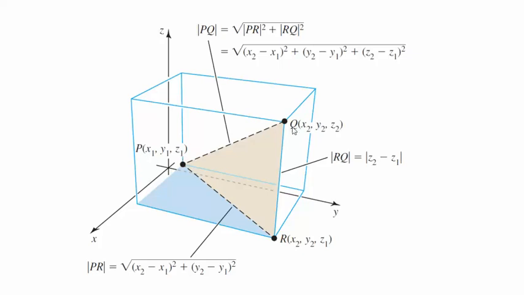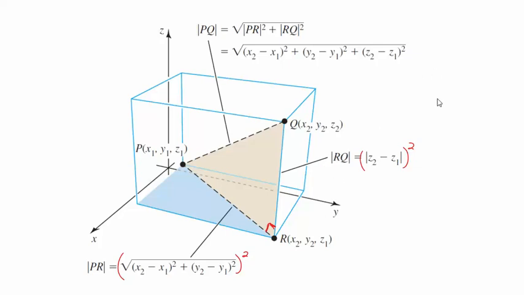x1, y1, z1, x2, y2, z2. Well, now I have to throw in this dimension here, the distance from Q to R. Notice for these points, they only differ by their z-coordinate. So the distance from Q to R is going to be whatever z2 is minus z1. So now I get another right triangle. This is a right triangle right here. This is a right angle. Alright, so I can do this guy squared plus this guy squared.